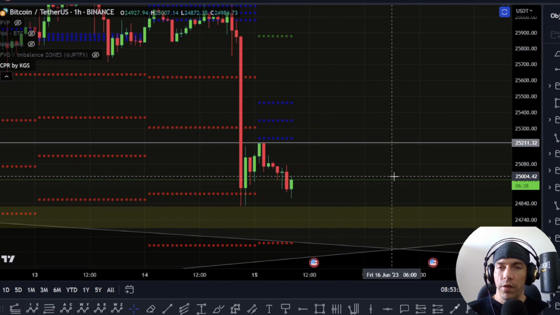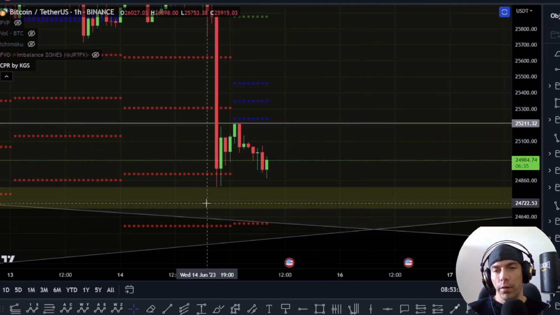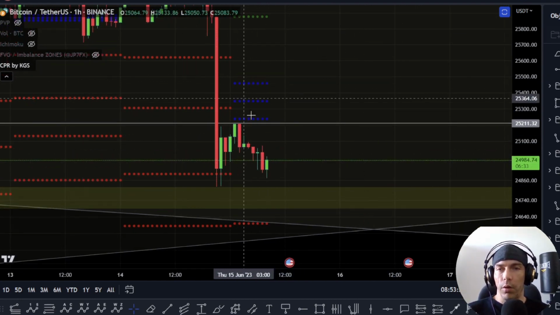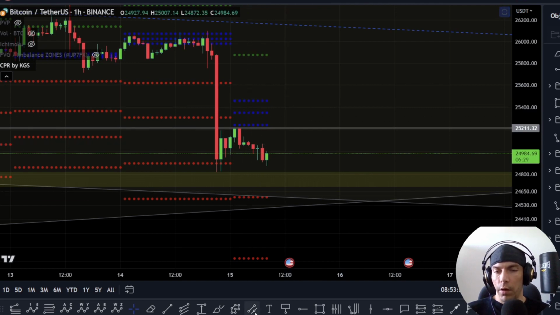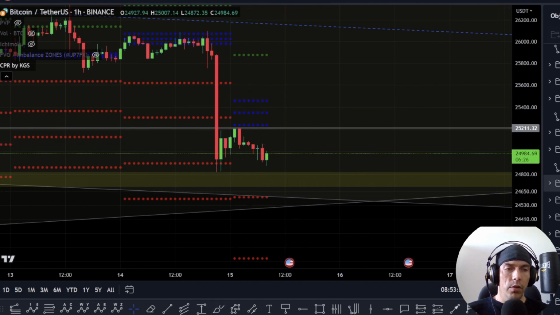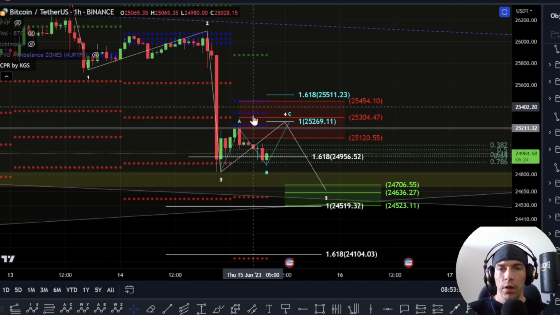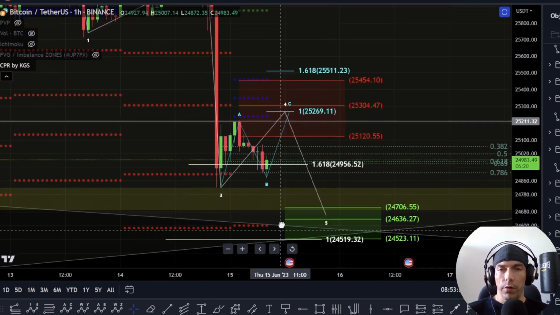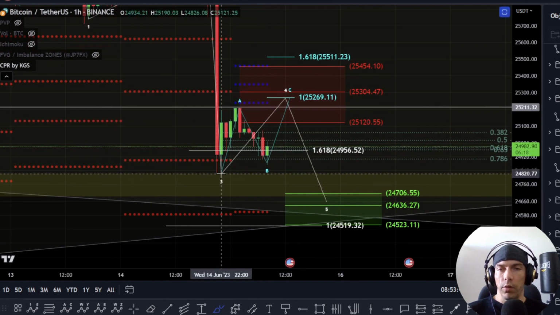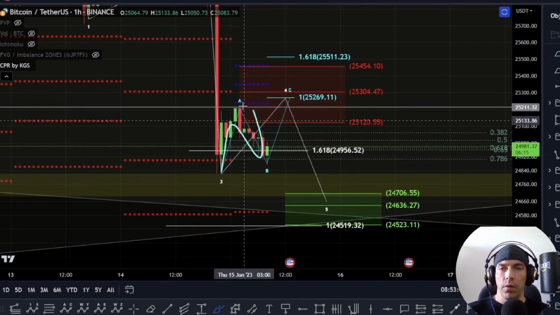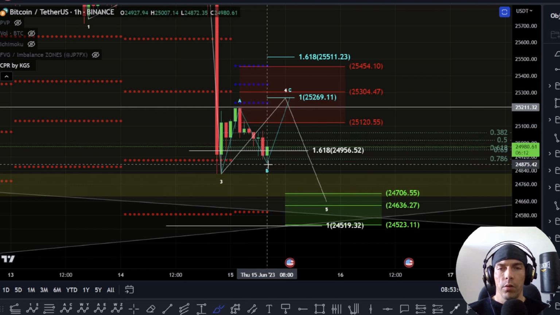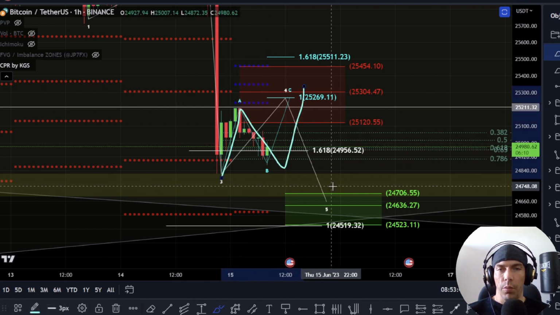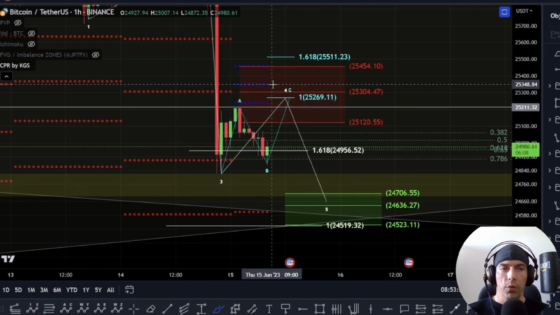Having a look at the CPR lines here on the daily, what we can see is that we're currently below the daily central lines here. Now, what I'm mindful of is that within our count, these sit within this area of this 4th wave rejection. Like I said, we've come up to this target area already. If we do look to make this into a bigger structure here, we could see a move up towards this 25,348, or this higher area here, this 25,465.